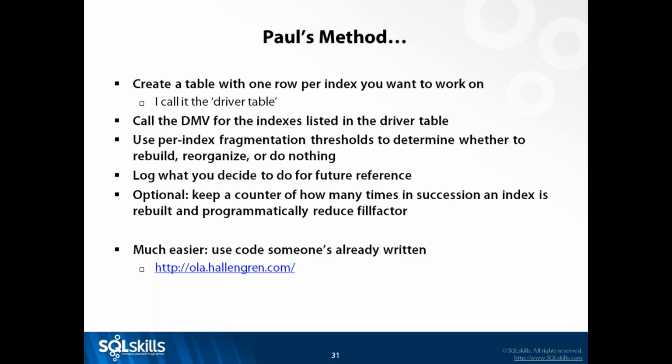And then an optional thing that I do is I'll keep a counter of the number of times in a row that a particular index had to be rebuilt. And if it reaches a number, and I usually say 5, if 5 times in a row when index maintenance is run, an index had to be rebuilt, I can drop the fill factor by, say, 5% to some predefined minimum. Right? So that's the very simple method.